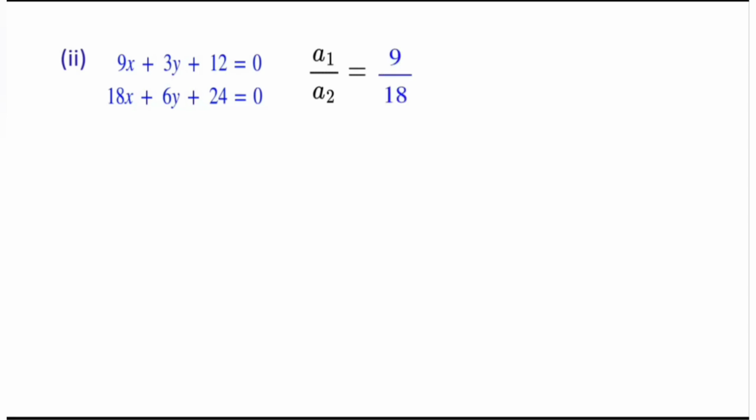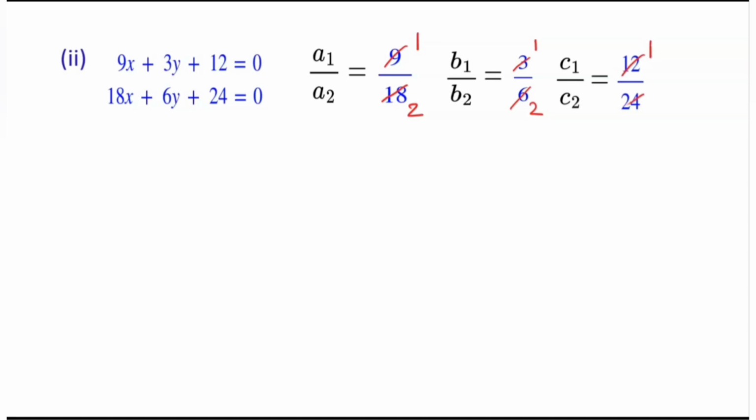Coming to the second question. The question is 9x plus 3y plus 12 equal to 0, 18x plus 6y plus 24 equal to 0. Here also let us find a1 by a2, the ratio of coefficients of x, which is 9 by 18, b1 by b2 which is 3 by 6, and c1 by c2 which is 12 by 24. Now let us write the simplest form of all these. 9 ones are 9 and 9 twos are 18, so a1 by a2 is equal to 1 by 2. b1 by b2: 3 ones are 3, 3 twos are 6, so 1 by 2 again. c1 by c2: 12 ones are 12 and 12 twos are 24, which is equal to 1 by 2 again.